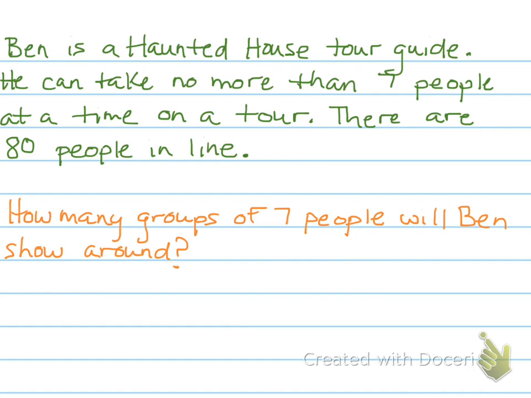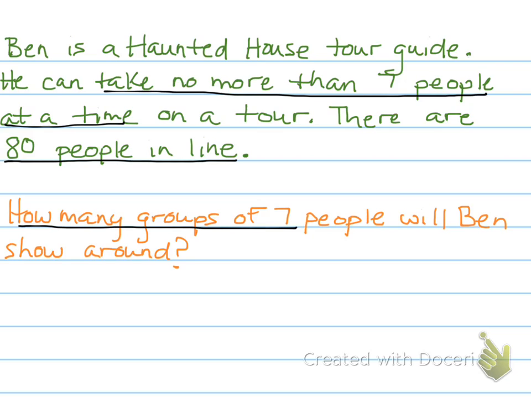Let's look at another problem. Ben is a haunted house tour guide. He can take no more than 7 people at a time on a tour. There are 80 people in line. Oh my gosh. So again, take no more than 7 people at a time, 80 people in line. The question is, how many groups of 7 people will Ben show around? So really they're asking, how many groups of 7 are there in 80?